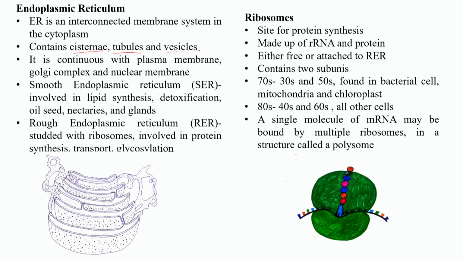Now, it is continuous with the plasma membrane, Golgi complex and nuclear membrane. So, when you observe, suppose this is the nuclear membrane, okay, this is the nuclear membrane. So, this membrane will be continuous with the endoplasmic membrane.